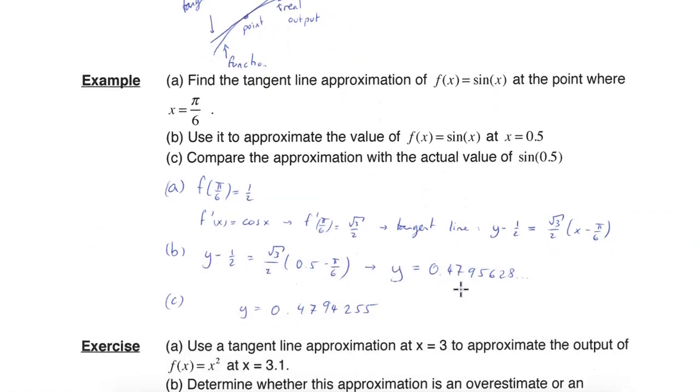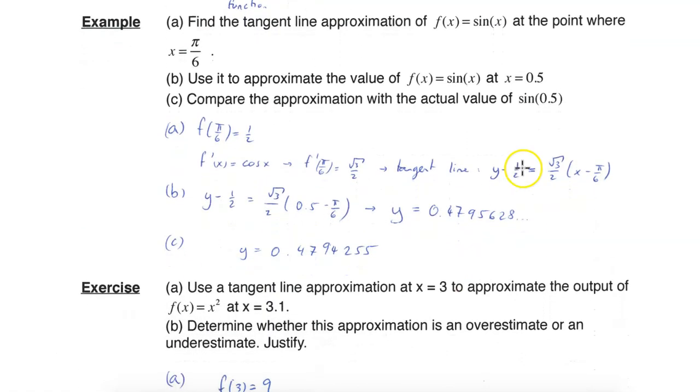Okay, so let's see an example. Find the tangent line approximation of f of x equals sine x at the point where x equals pi over 6. That is really just finding the tangent line. But we are using it for x equals pi over 6. And then in part B and C, we will use our tangent line to find an approximate value. So we need a point. It's the point pi over 6, 1/2, because sine of pi over 6 is 1/2.